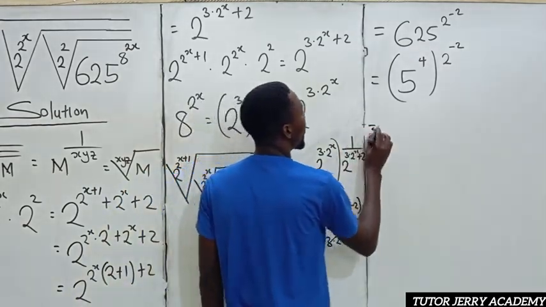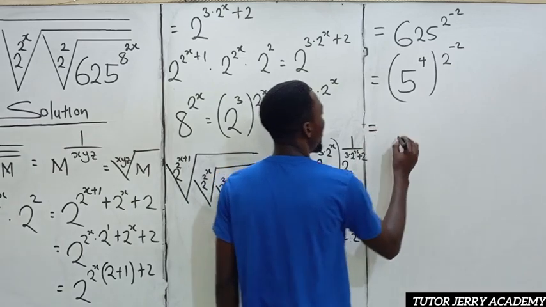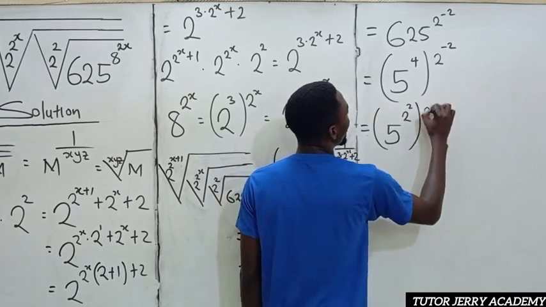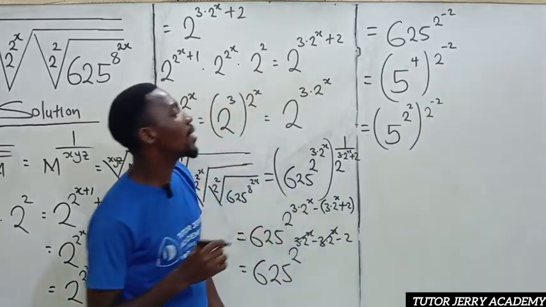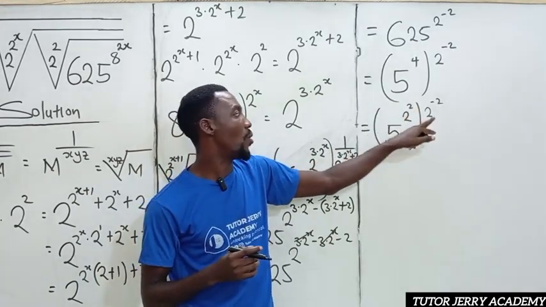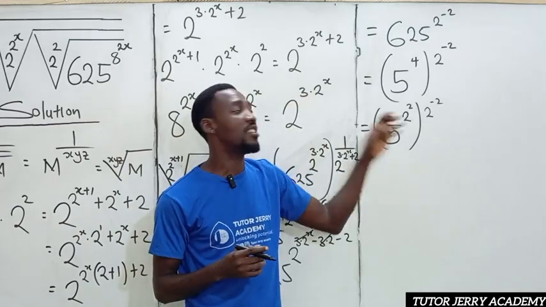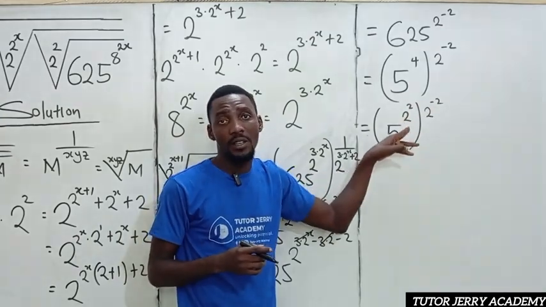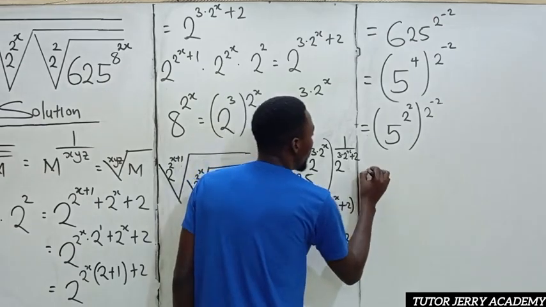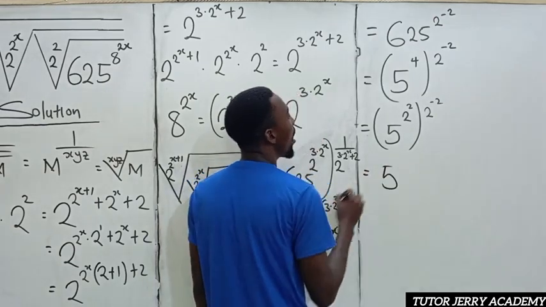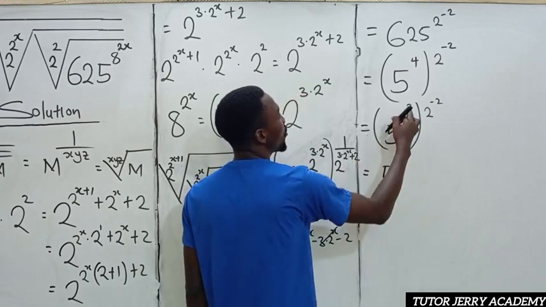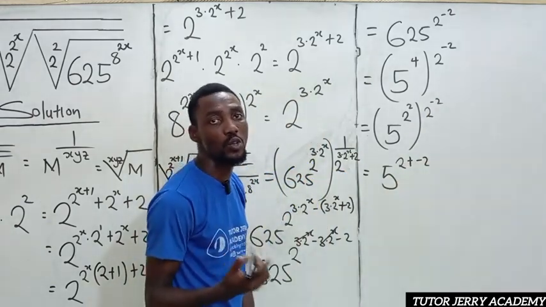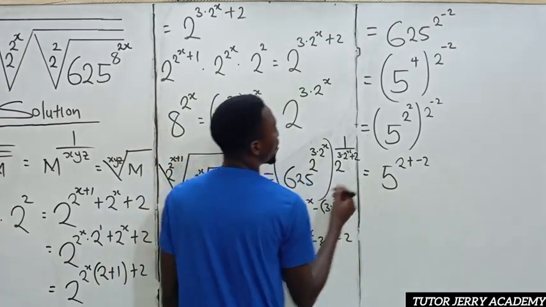So now this will be equal to 5 to the power of 2 to the power of 2, to the power of 2 to the power of minus 2. All right. Now we have 2 to the power of 2 here and 2 to the power of minus 2 here. From indices, this is the power law. We multiply these, and don't forget, they have the same base. So we pick one of the base again and add the powers. So this will be equal to 5 to the power of 2 to the power of 2 plus minus 2, and 2 plus minus 2 is nothing but 0.